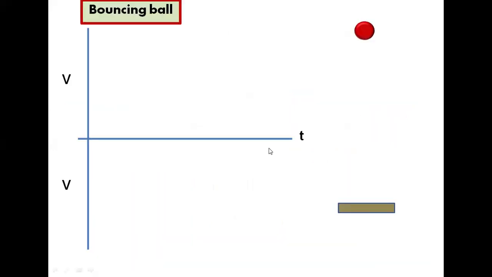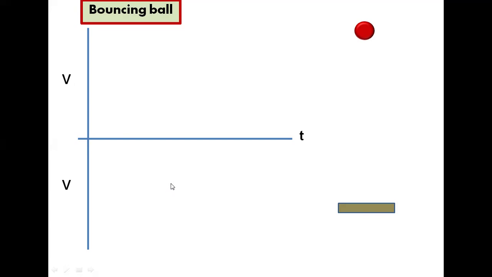Now, the case of a bouncing ball. And this is the velocity time graph. Velocity is a vector quantity, so change in direction is to be considered. And when one side is taken positive, the other side will be taken negative. Suppose the ball falls towards the plate.